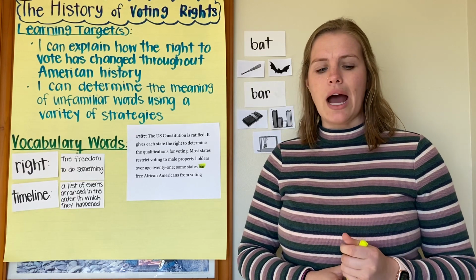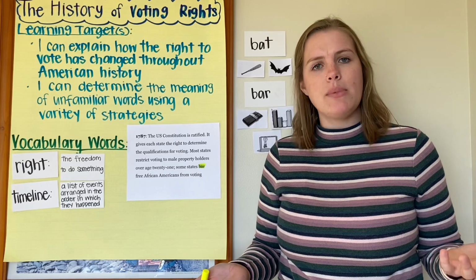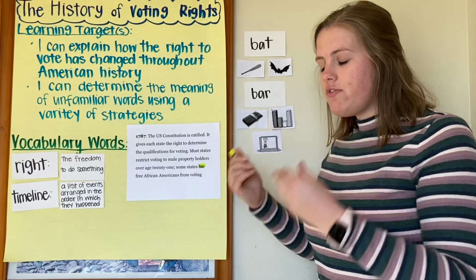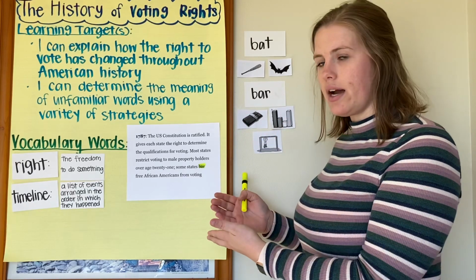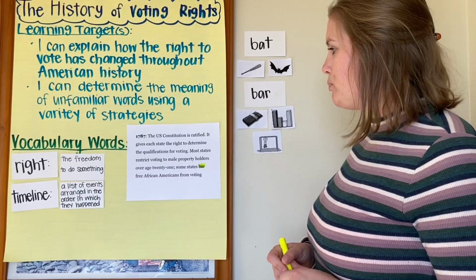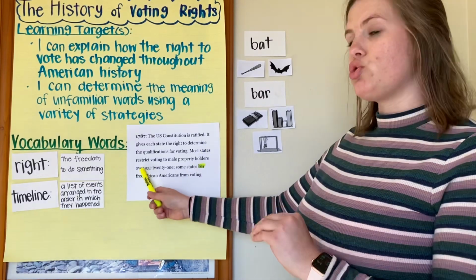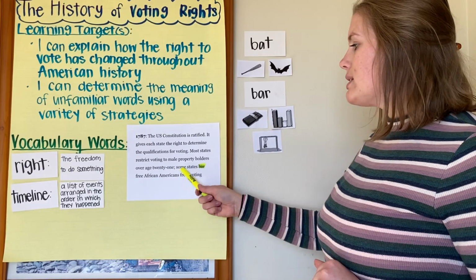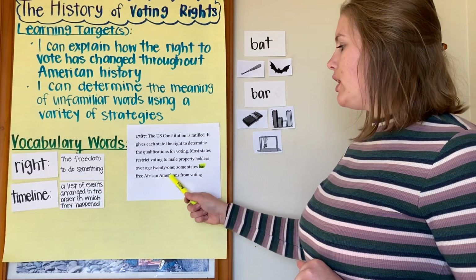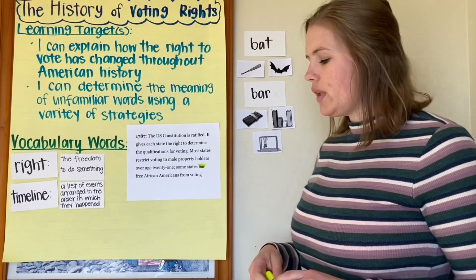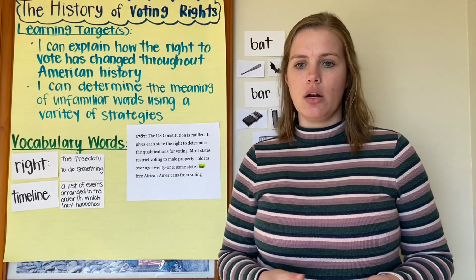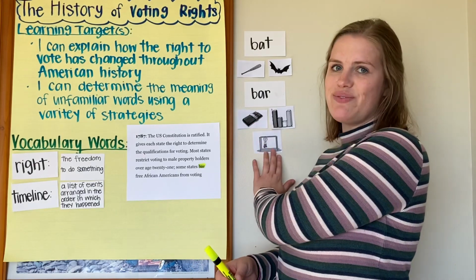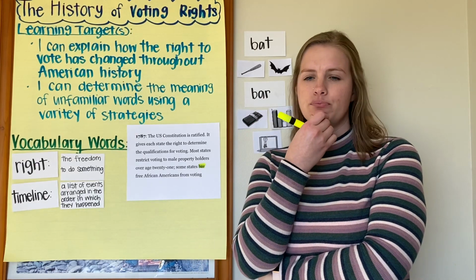So how can we figure out what this word might mean? Let's reread the entry and try and think to ourselves, given this situation, given this context, what could this word mean? Most states restrict voting to male property holders over age 21. Some states bar free African Americans from voting. Think to yourself for a moment, what could the word bar mean in this situation? Because we know it's not any of these meanings. Take a second.